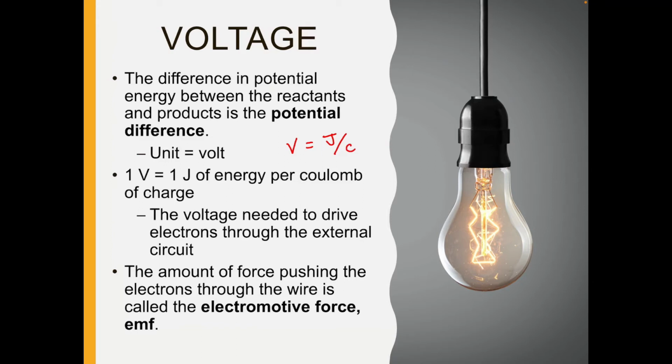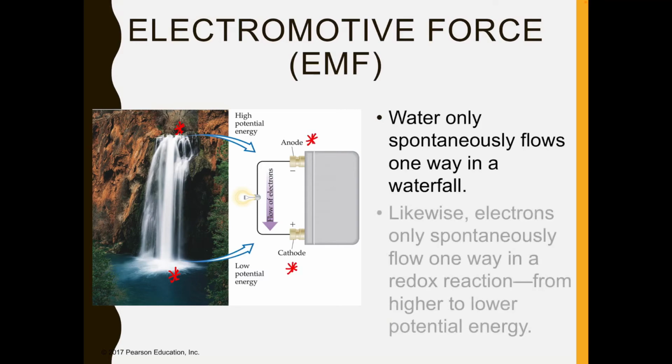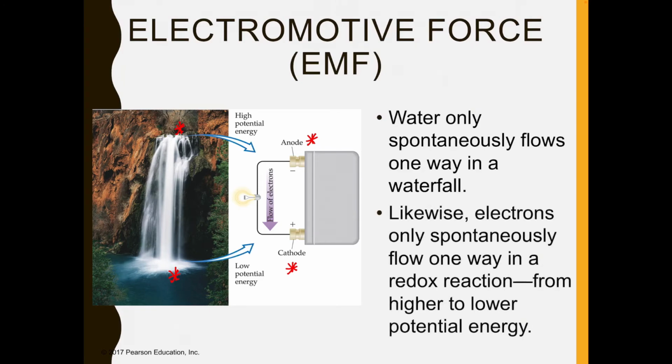And the amount of force that's pushing those electrons through the wire is called the electromotive force, or EMF. Okay, and we can think about EMF kind of by thinking about a waterfall. If you think about a waterfall in terms of physics, right, our water is always going to flow from a place of high potential energy to a place of low potential energy. And our electrons will do the same thing. They're always going to go from a place of high potential energy to a place of low potential energy. So our electrons are always going to go one way.